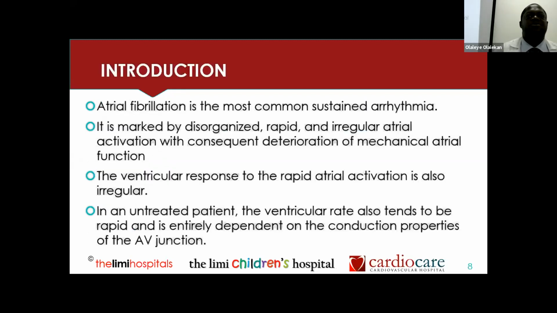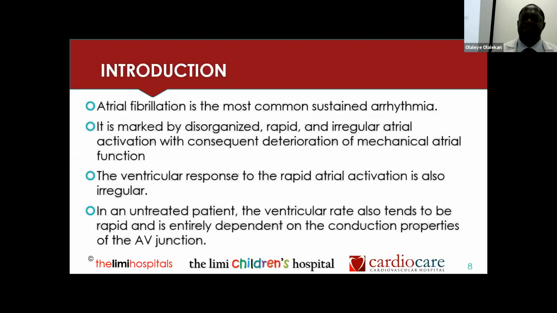So going through the introduction, atrial fibrillation from study is the most common sustained arrhythmia seen in clinical practice. And the hallmark of atrial fibrillation is disorganized and irregular atrial activation, which leads to deterioration of the mechanical atrial function. And due to this disorganization of the activity of the atrium, the contribution of the atrium to the normal ventricular filling is lost, with some other associated problems.